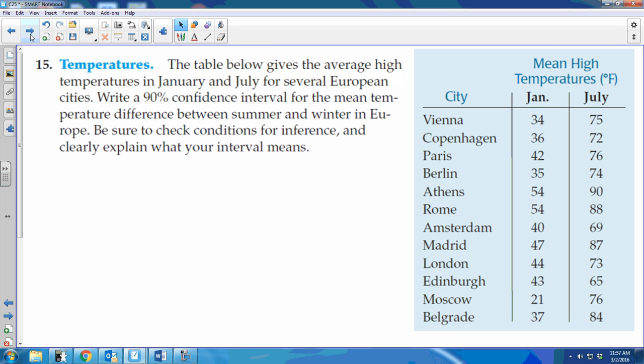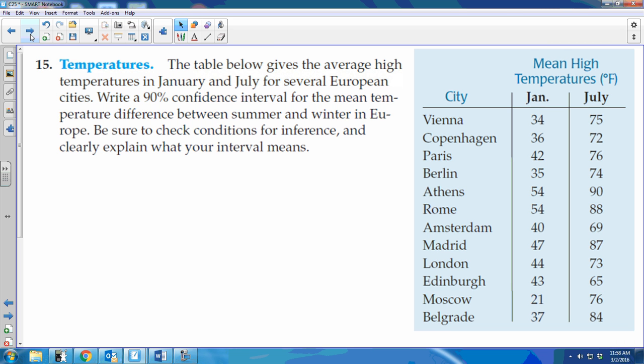How do we justify that we have paired data? Why is this paired data and not two individual samples of data? It's the same city, right? We have two different samples, taken at different times, but they can't be assumed to be independent of each other because they were taken in the same city. So we have paired data since we have two temperatures per city.